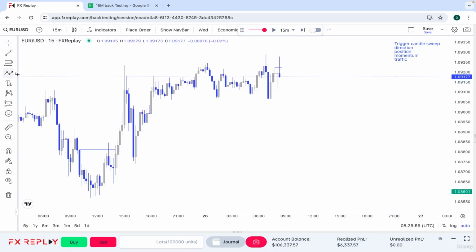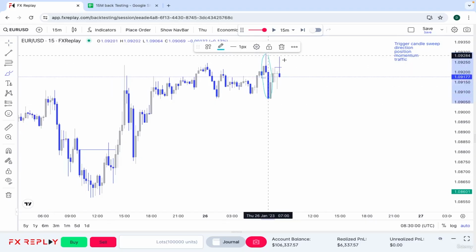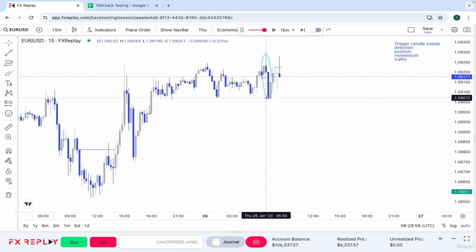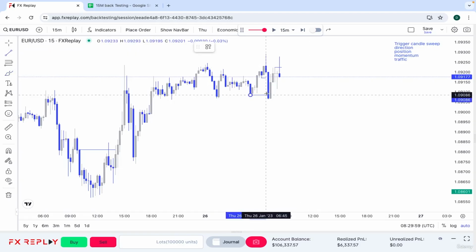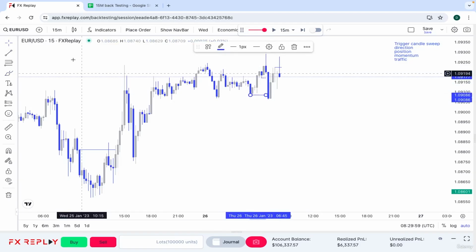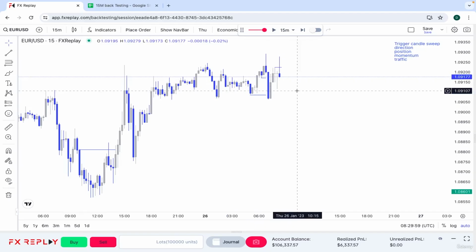Momentum, I'm very happy with the momentum. We've got a big, strong push down, and then a strong trigger candle. We do also have a strong bullish reaction too, but I'm still happy to take this trade. And then traffic, you could say we're in this choppy area here, but we've already had a break to the downside of this. If this didn't break, I wouldn't take it.